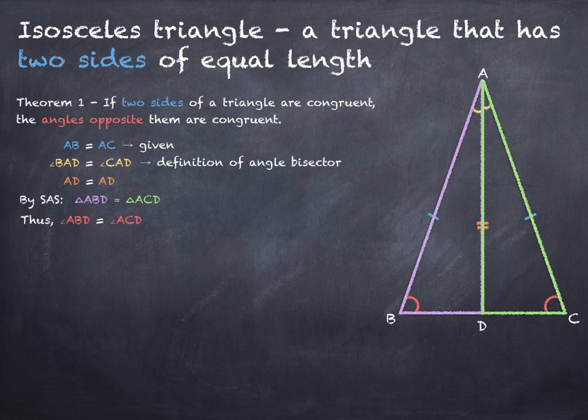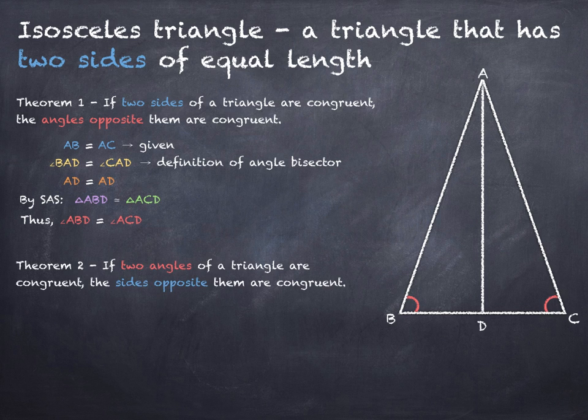Now we can go and prove the converse of this theorem, which is going to be our theorem 2 of an isosceles triangle. Our theorem 2 of an isosceles triangle states if two angles of a triangle are congruent, the sides opposite them are congruent. So we have angle ABD equals angle ACD as our given.